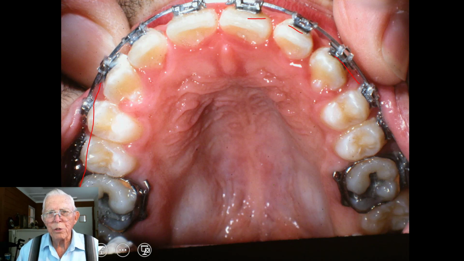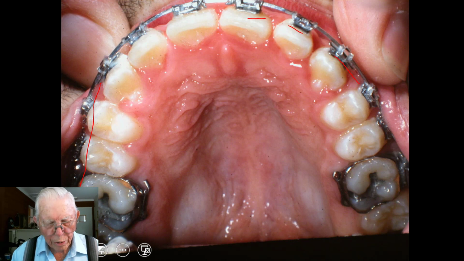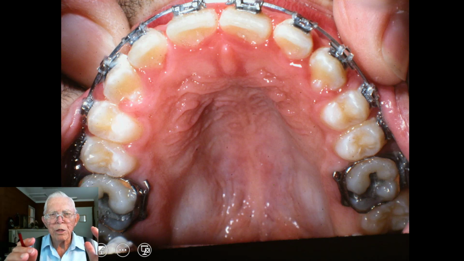So you can do that, but you've got to put this buccal root torque in to make the roots go with the crowns. Otherwise, if you left it alone, the crowns would tip in, because they're moving in the air, whereas the roots are moving in the bone as you expand.